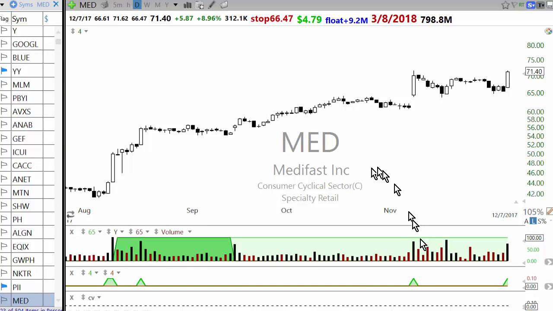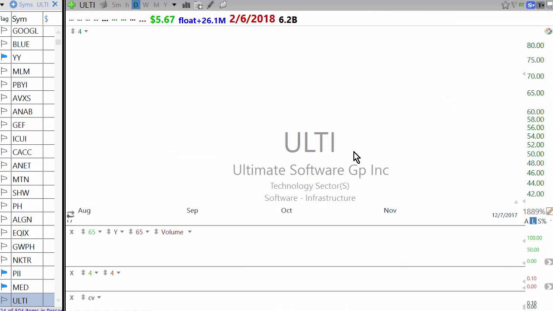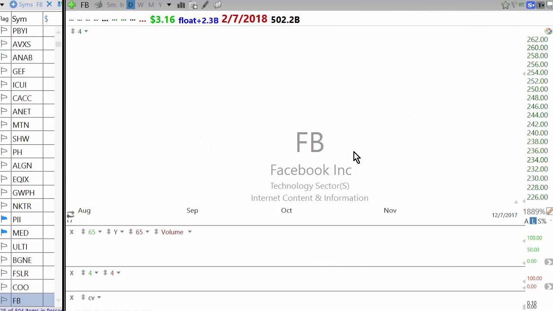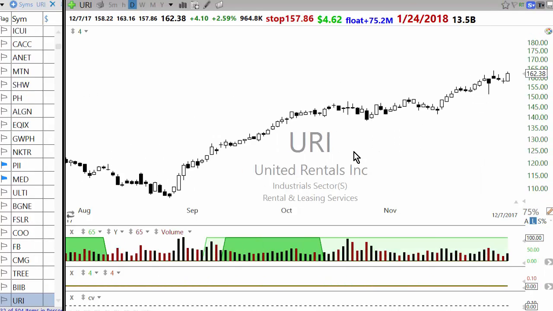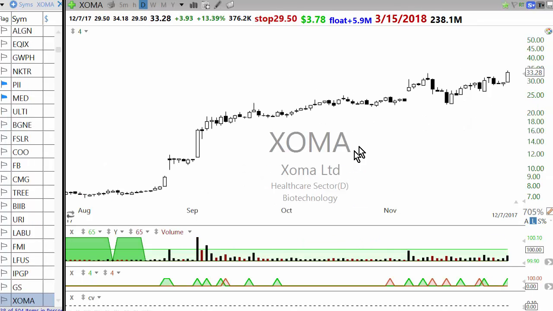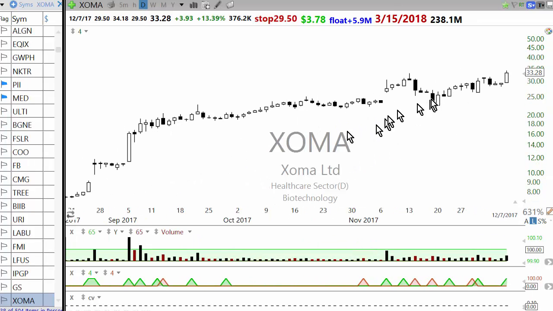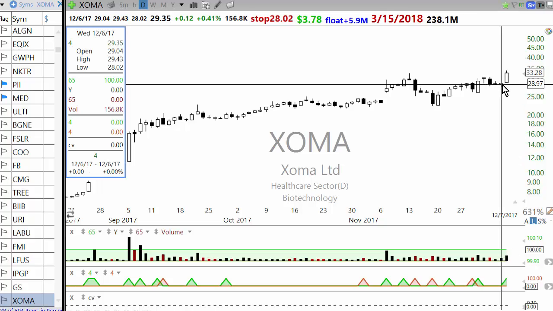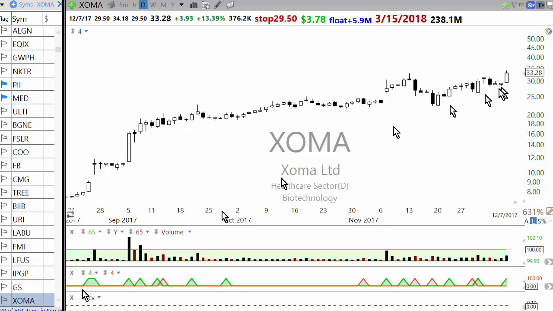Okay, Medifast. There's some selling in this, in high volume, but it's a decent setup, and you'll see that it has a very low float, 9.2 million float. See, now this is another stock like Zoma, which has a 5.9 million float. The stock went sideways, is breaking out, closed near the high, and volume is high. The day before the breakout it was just up 0.41%. So that's the kind of breakout which I look for.